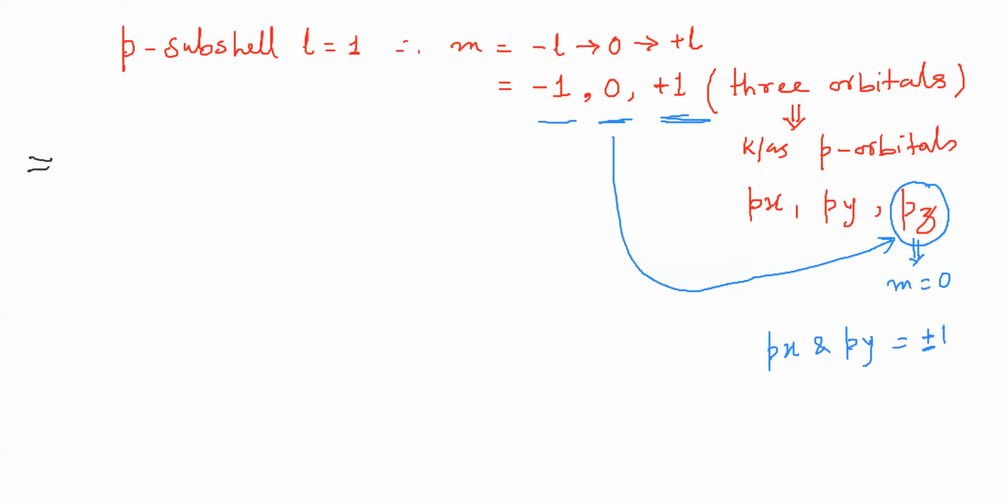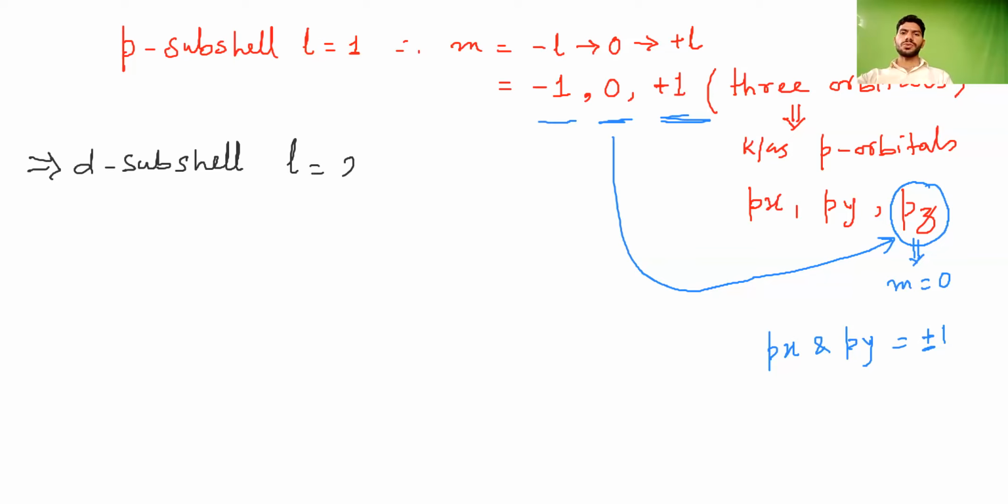Okay, then tell me, in case of d subshell, how many orbitals will be there? What is the L value for d? It is 2. Therefore, the m value will be from minus L, that is minus 2, through 0, to plus 2. So it is minus 2, minus 1, 0, plus 1, and plus 2.